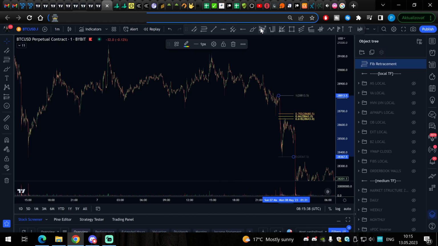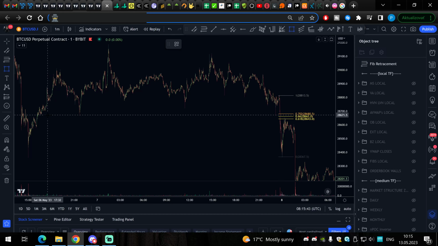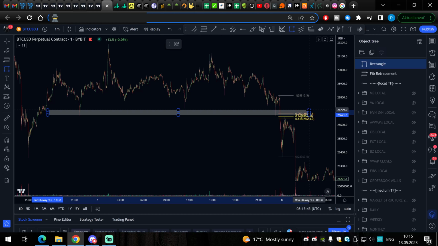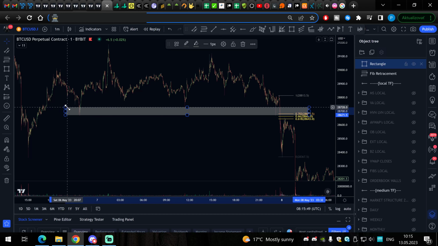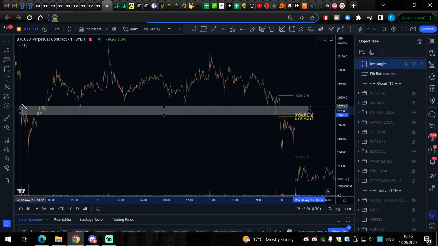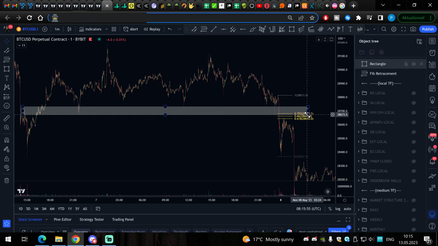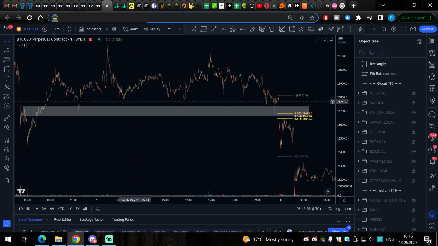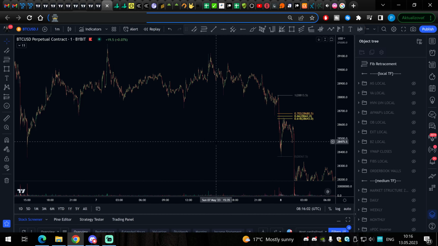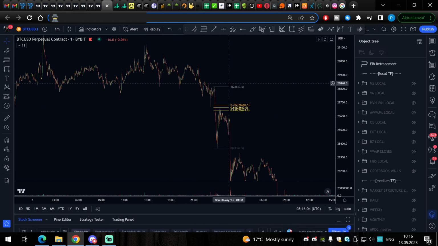I just want to show you these combinations. Your win rate is getting higher when you are paying attention and you combine market structures with the golden zones. Okay, let's go further.